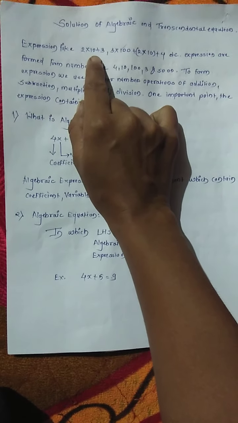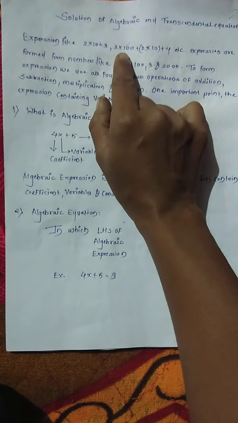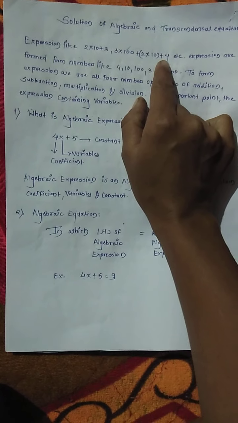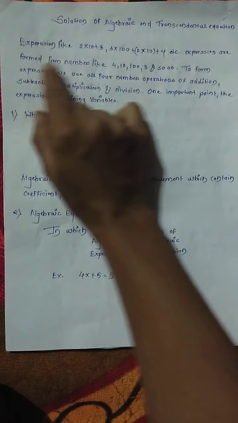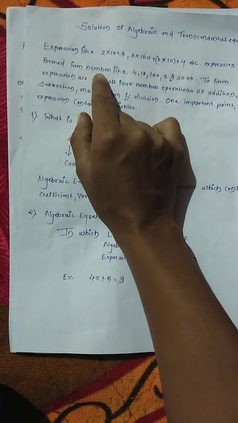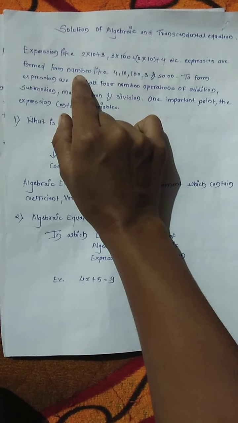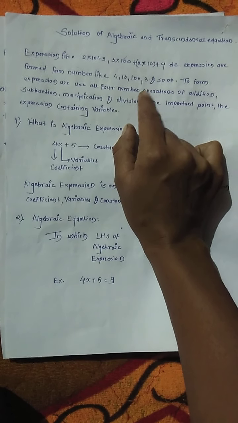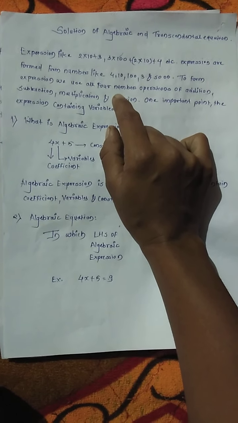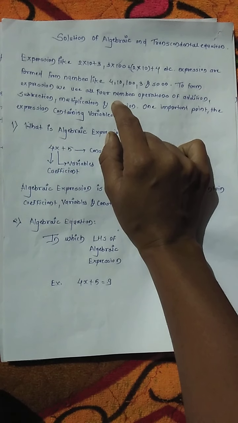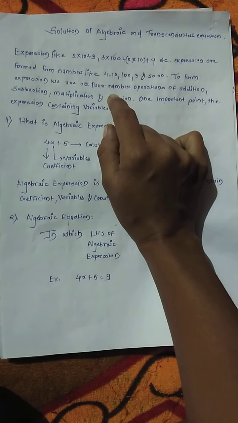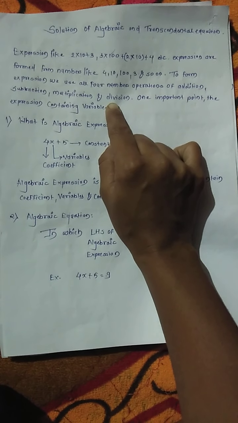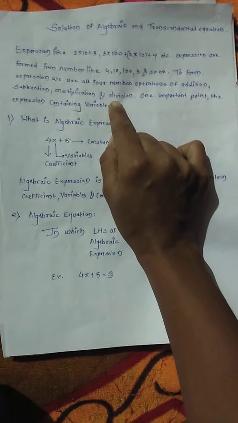Expressions like 2 into 10 plus 3, 3 into 100 plus open bracket 2 into 10 plus 4. Expressions are formed from numbers like 4, 10, 100, 3 and so on. To form an expression, we use all four operations, such as addition, subtraction, multiplication, division. One important point is that an expression can also contain variables.